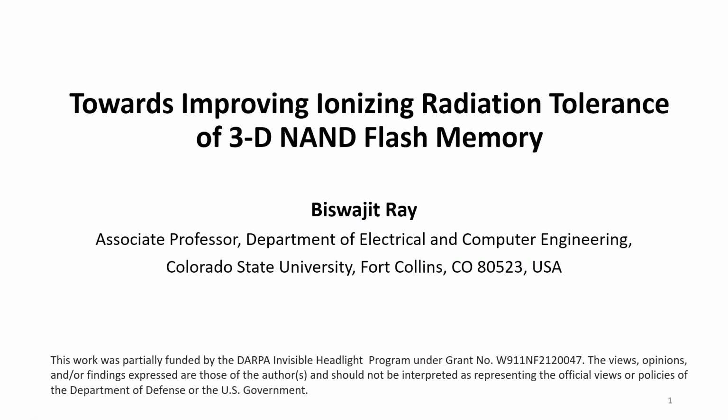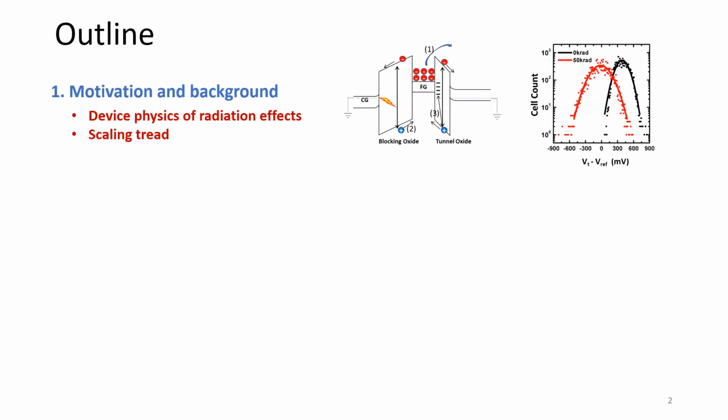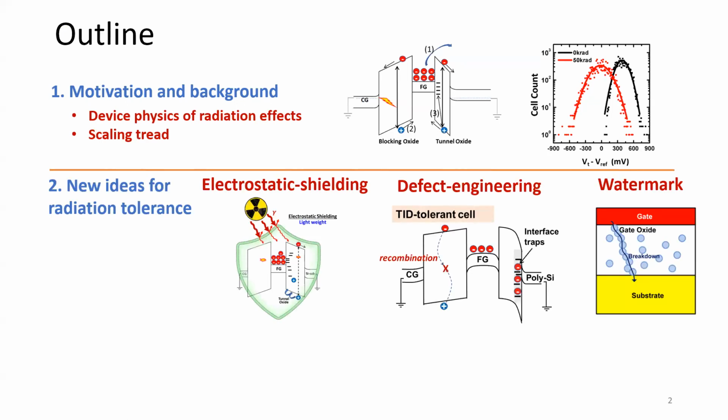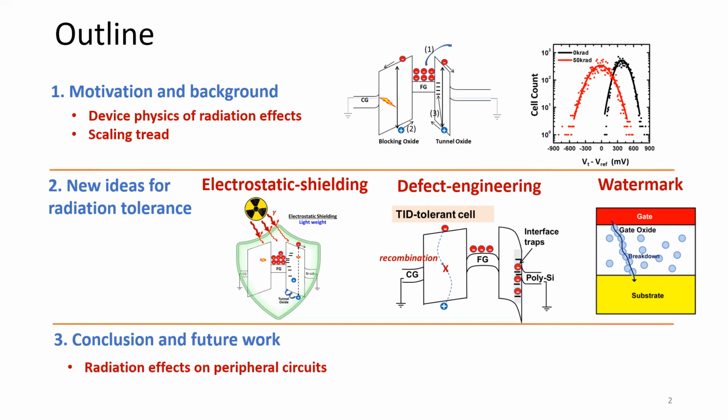Good morning, everyone. I'll be talking about radiation effects on commercial off-the-shelf flash memory, which is the state-of-the-art high-density non-volatile memory technology. Here's the outline. First, I'll talk about the motivation and the basic physics, why flash is vulnerable to radiation. Then I'll talk about three independent ideas that can improve the radiation tolerance of flash. And finally, I'll conclude with the outlook, looking ahead for the future work.